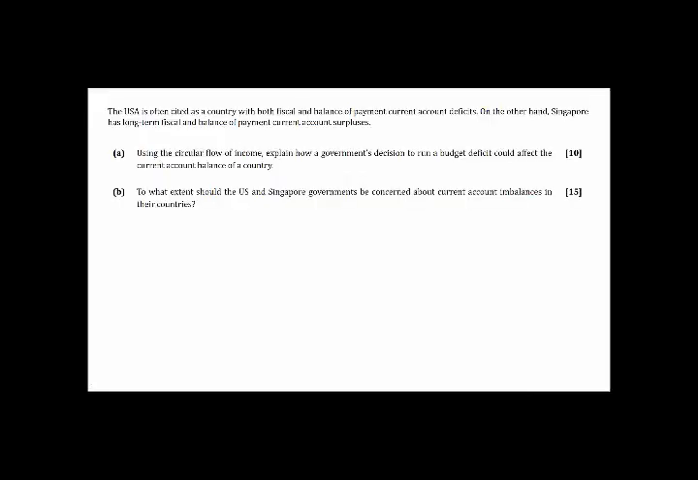Okay, so today we are looking at your essay question 2 from your BOP tutorial. So right now, let us look at the preamble. So we have USA, right, often cited as a country with both fiscal and balance of payment current account deficits. On the other hand, Singapore is the reverse. We have long-term fiscal and balance of payment current account surpluses.